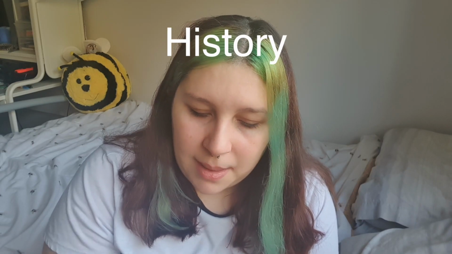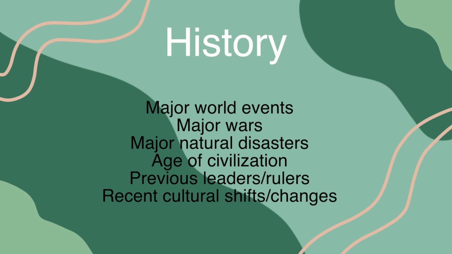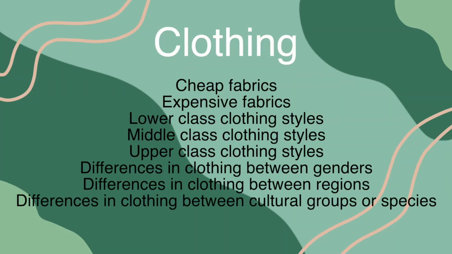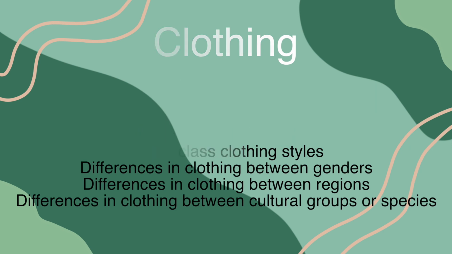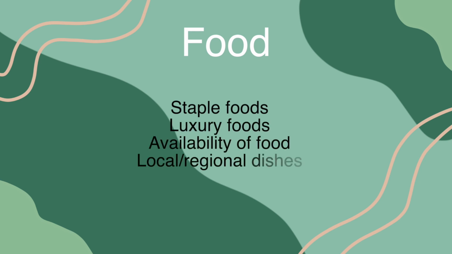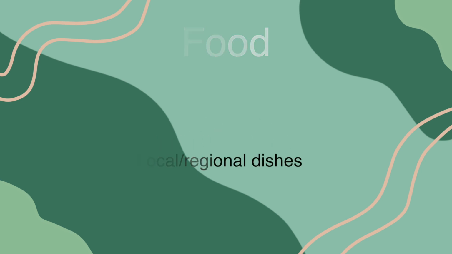Then we have history: major world events, major wars, major natural disasters, age of civilization, previous leaders/rulers, recent cultural shifts/changes. Then we have clothing: cheap fabrics, expensive fabrics, lower class clothing styles, middle class clothing styles, upper class clothing styles, differences in clothing between genders, differences in clothing between regions, differences in clothing between cultural groups or species. Then we have food: staple foods, luxury foods, availability of foods, local/regional dishes.